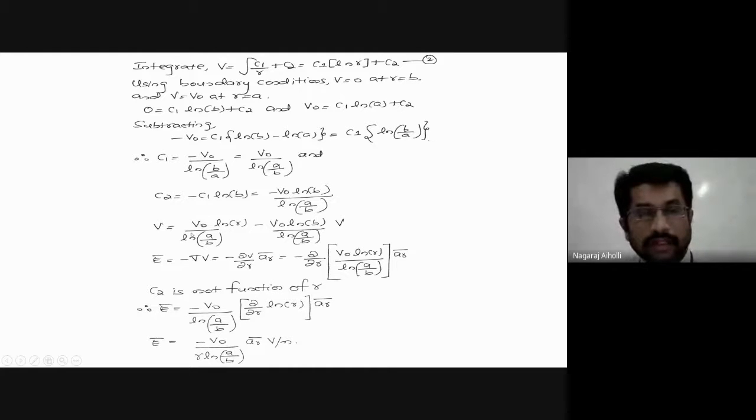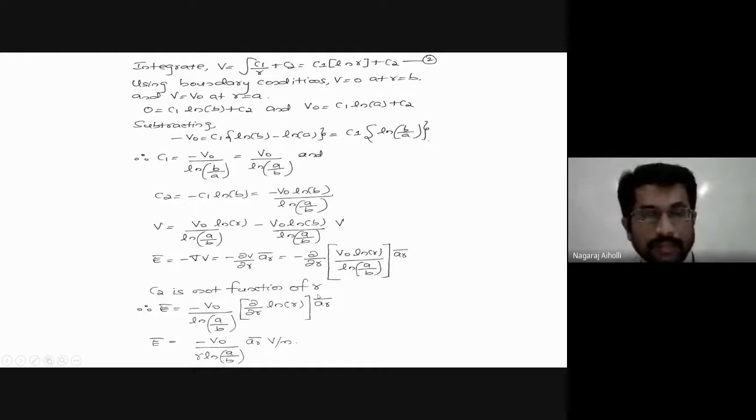V is this equation, V naught ln R divided by ln of A by B into AR bar. We are not considering the second term because it is not a function of R. It's a constant. Even if we differentiate this, it is 0. Hence, we are not considering the second term. What we get here, E bar equal to minus dou by dou R of the first term, that is V naught ln R divided by ln of A by B AR bar. This is AR bar.